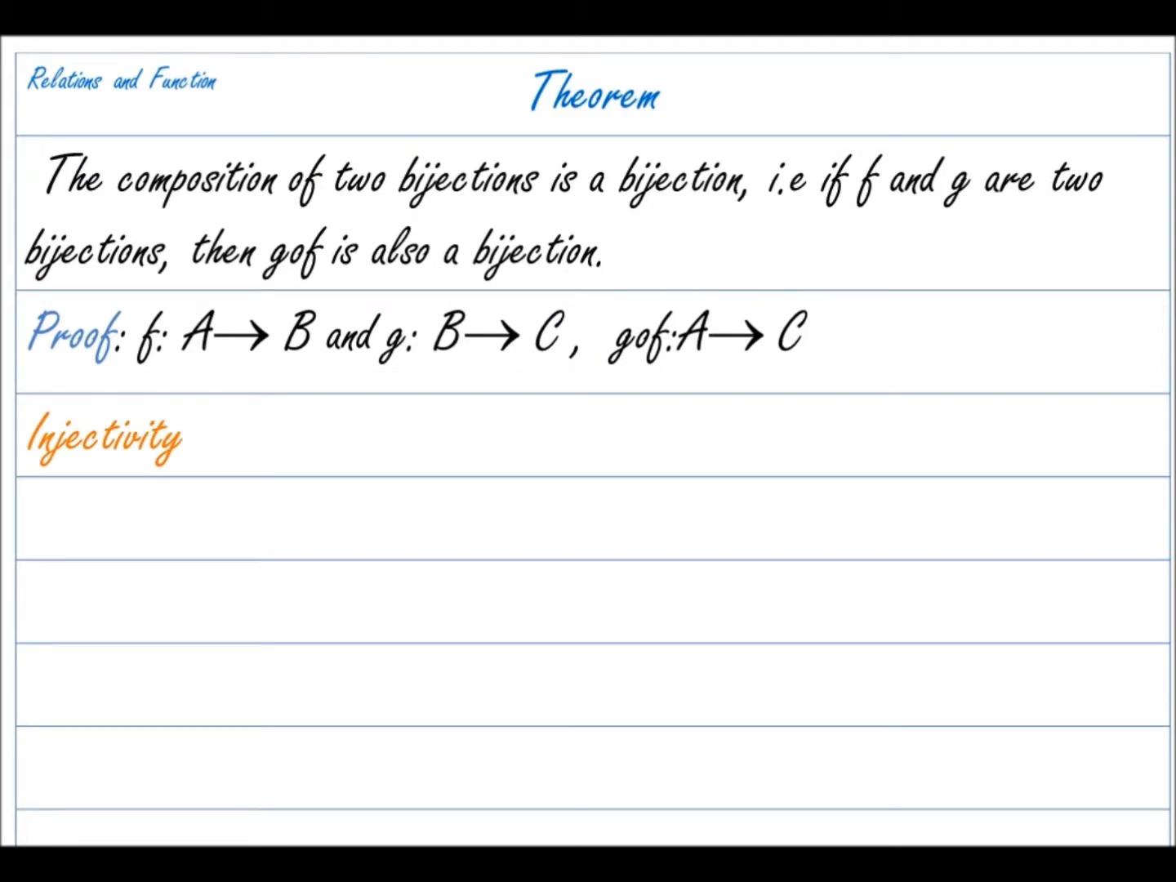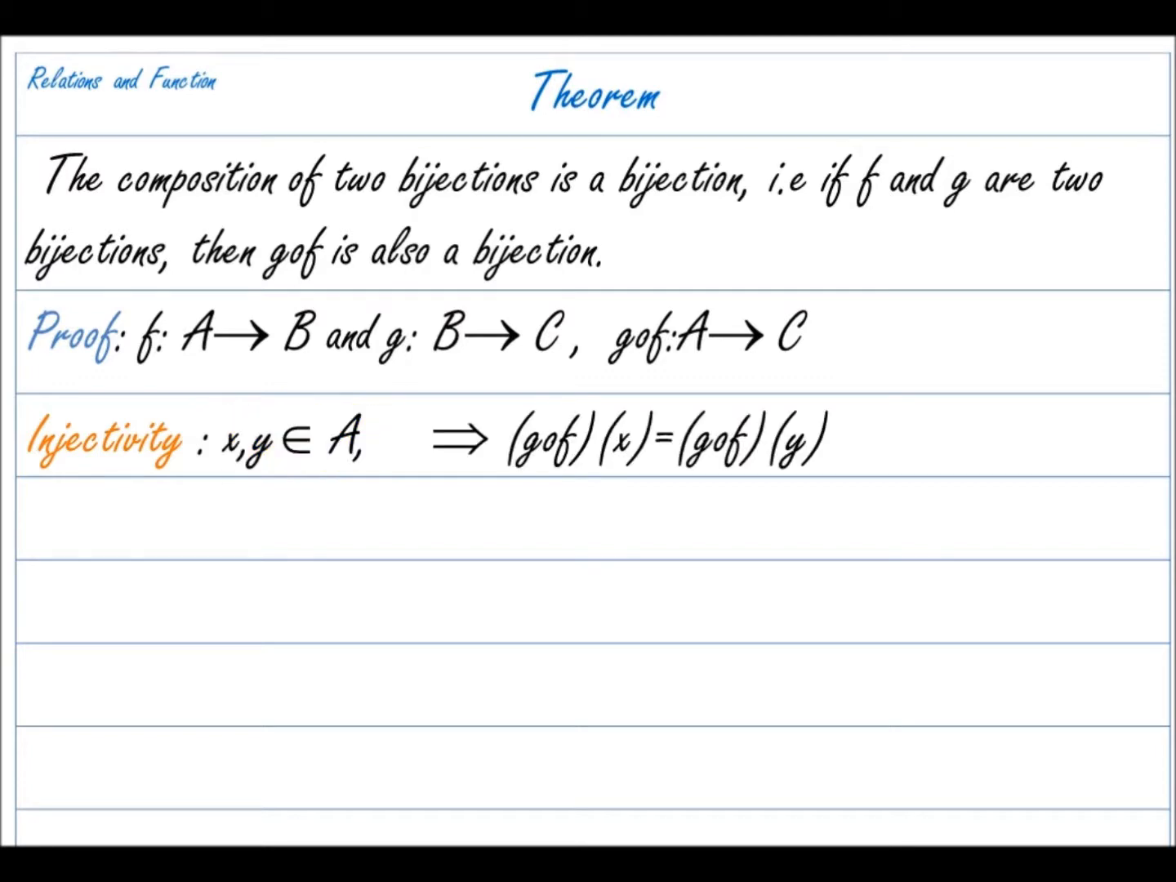Now suppose x and y are two elements from set A. Now gof will be injective if gof of x is equal to gof of y, then that means x is also equal to y. Now let's check whether x is equal to y. Now g of f of x is equal to g of f of y.